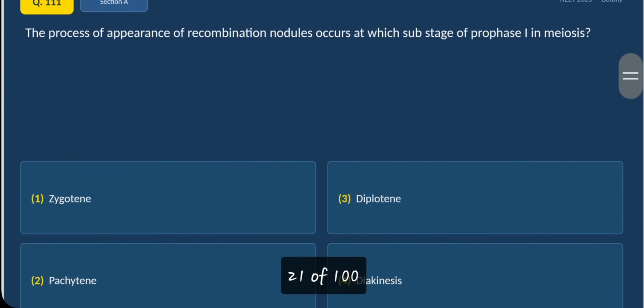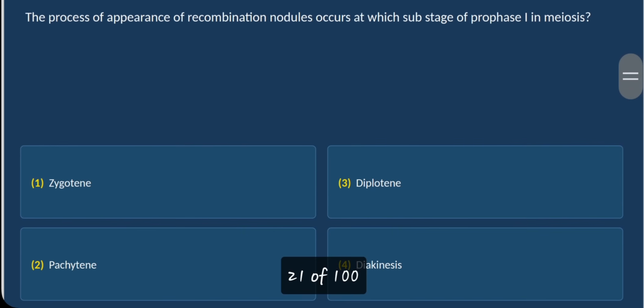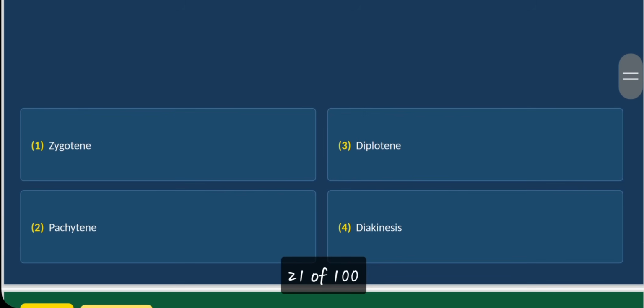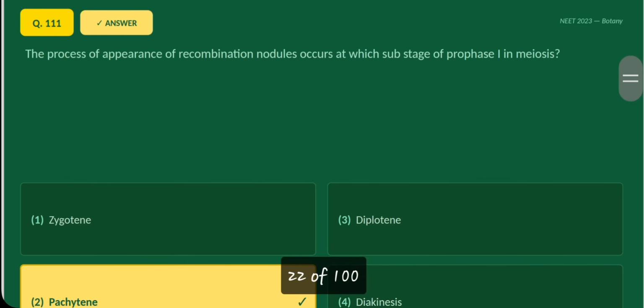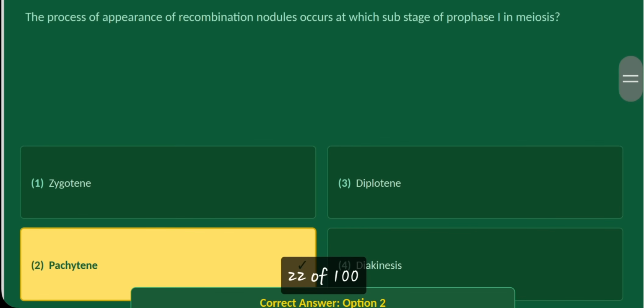The process of appearance of recombination nodules occurs at which substage of prophase 1 in meiosis? Prophase 1, which substage does it appear? They have leptotene, zygotene, pachytene, diplotene, and diakinesis. In leptotene, you find that there is elongation of the chromosomes. So the correct answer is pachytene. Pachytene stage is where there is a formation of recombination nodules.